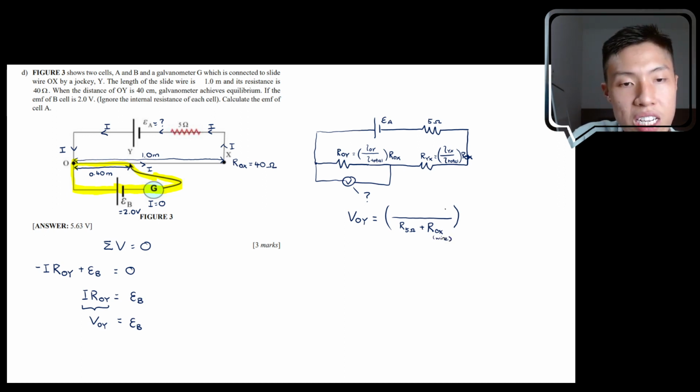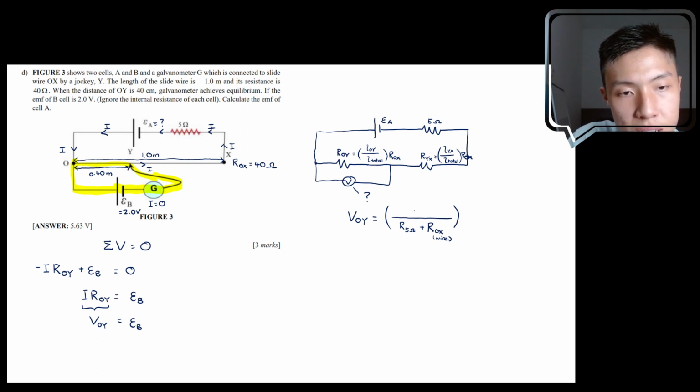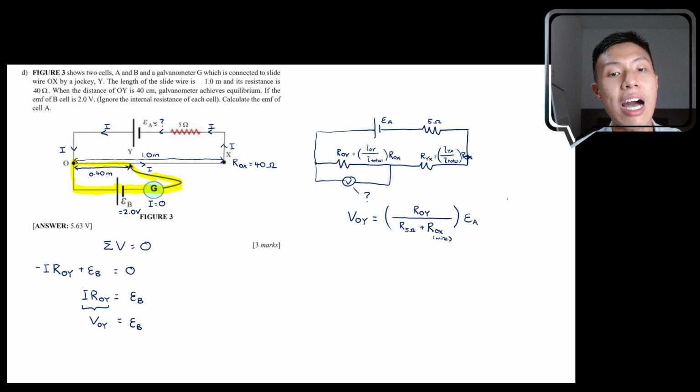Okay, but what you're interested in is only the portion related to the journey of O to Y. So you're only interested in ROY. And what you put at the back is just the input voltage. The input voltage is epsilon A. The output voltage is VOY over here. So you put epsilon A over here. So this is how you construct the equation to determine the potential difference across point O and point Y.